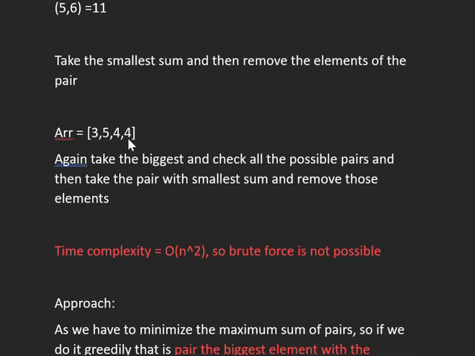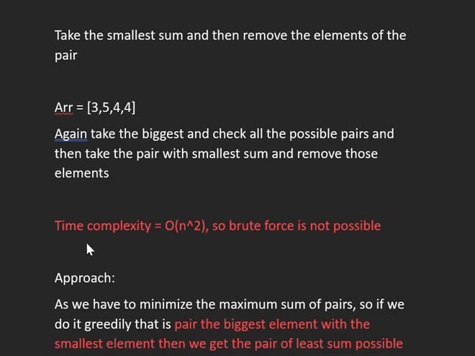Then our array will be 3 5 4 4. Again we take the max element, that is 5, and then pair it with all the elements. 5 and 4 is 9, 5 and 3 is 8. So 5 and 3, 8, is the smaller one. So we will take this one, 5 3 8, and remove those two elements. Then we get 4 4. Every time we'll be doing the same stuff. And if you see, the time complexity is that for every element we have to check all the rest of the elements for its pairing.